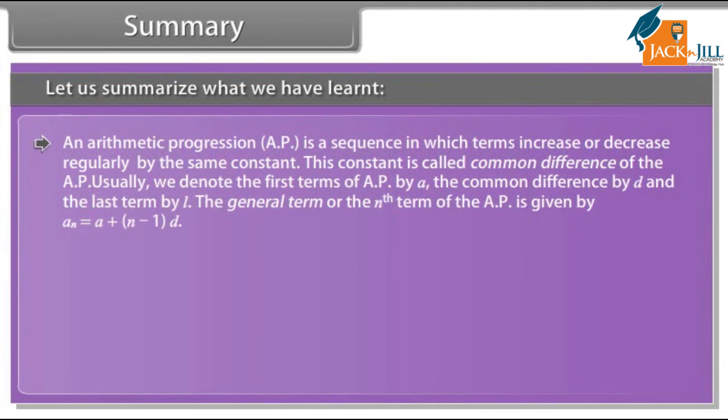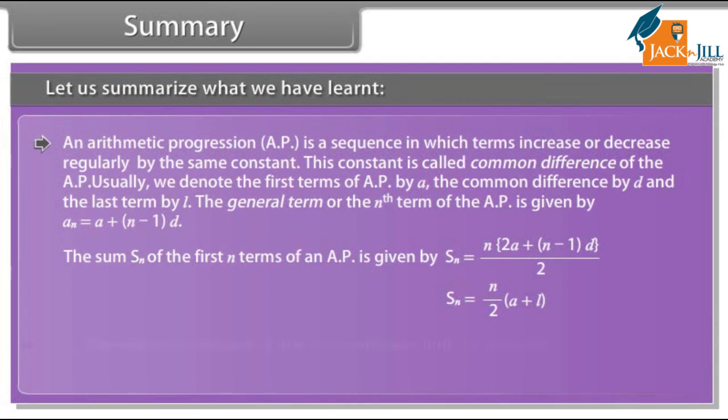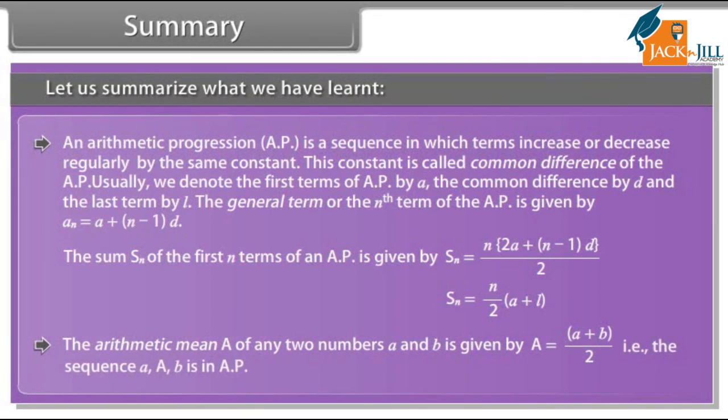An arithmetic progression, AP, is a sequence in which terms increase or decrease regularly by the same constant. This constant is called the common difference of the AP. Usually we denote the first term of an AP by a, the common difference by d and the last term by l. The general term or the nth term of the AP is given by a plus n minus 1 into d. The sum Sn of the first n terms of an AP is given by the formula. The arithmetic mean capital A of any two numbers a and b is given by this. That is, the sequence a, capital A, b is an AP.